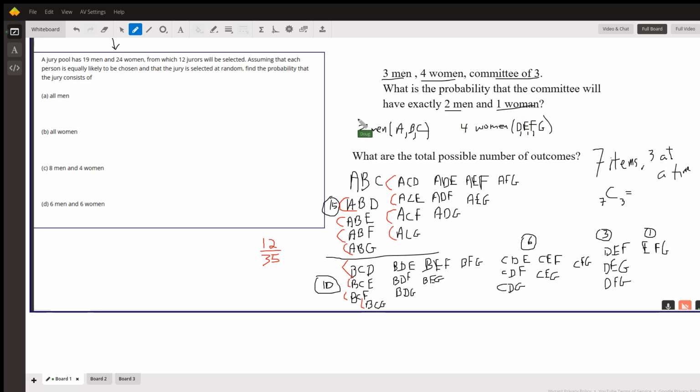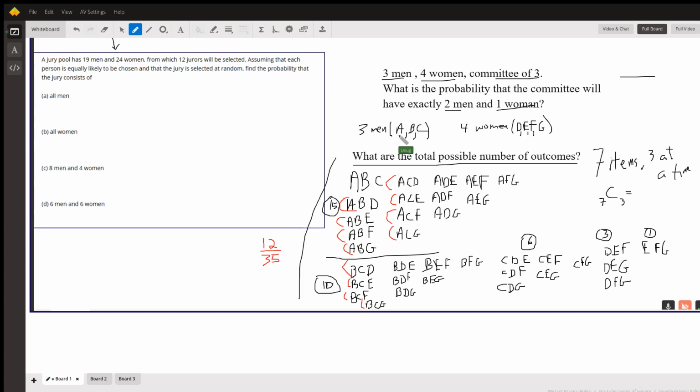Well, when you're calculating probability, the denominator is the total number of possible outcomes. So if we have 7 people, and we're going to take 3 of them, 3 at a time, there's a symbol for that. It's called the combination of 7 things taken 3 at a time. We'll talk about how to calculate that in a second, but what I did here was by brute force, I listed all the possibilities. What are the total possible number of outcomes?